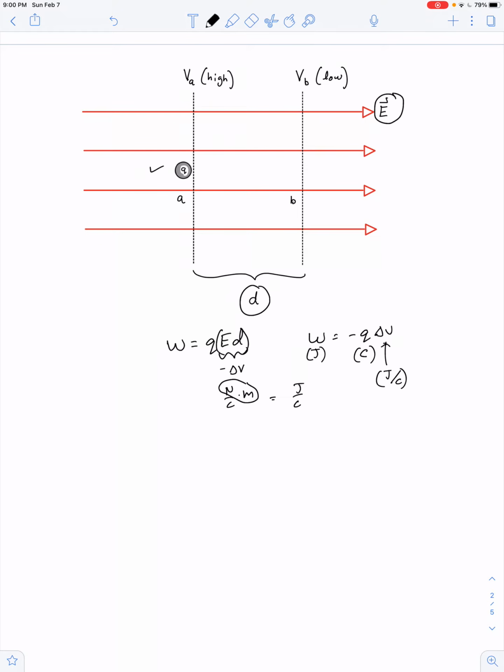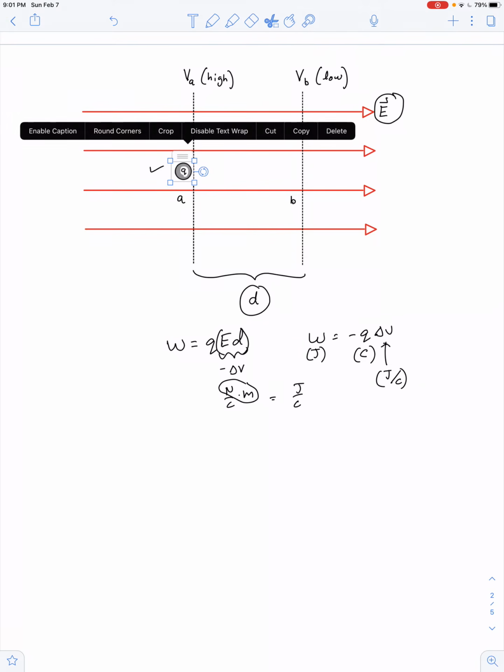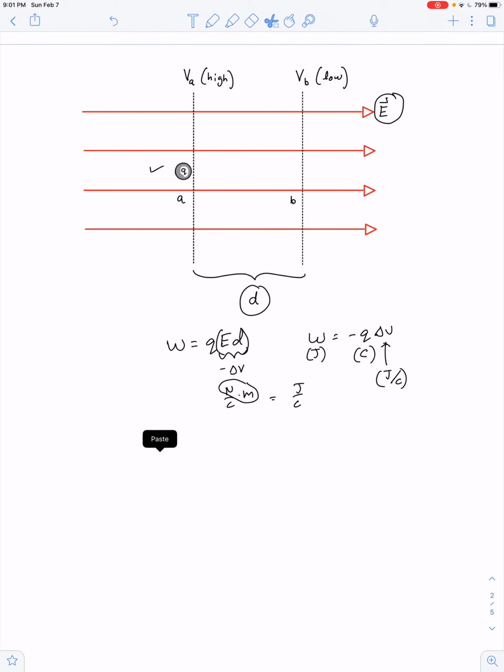All right, and again, it doesn't matter if I move the charge along that path, the same work is done by the electric field as if this charge was just moved along the straight line path. Work done by an electric field is path independent. That's worth writing down. Which implies that the force exerted by an electric field is a conservative force.